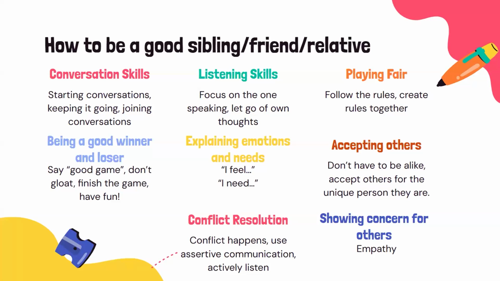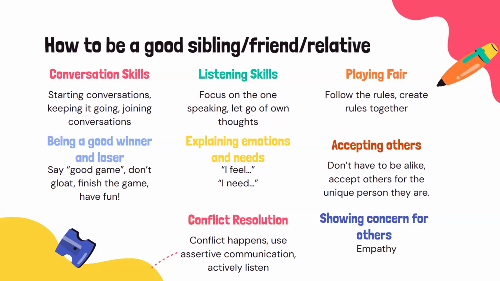Explaining emotions and needs. Sometimes we get very overwhelmed, or maybe we're upset and we don't know where to start. Maybe our friend or family member thinks we're upset with them, and we're not even upset with them. Maybe we're upset about something else, or our mind is racing and we're thinking about a lot of different things. So it's important to explain to them when we feel calm and ready to say, I feel overwhelmed, or I feel sad. I need help. Those are just different ways that we can explain what we feel and what we need.